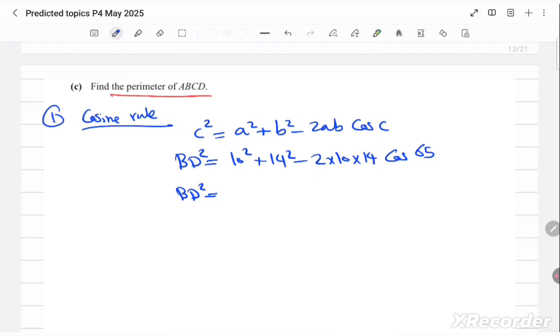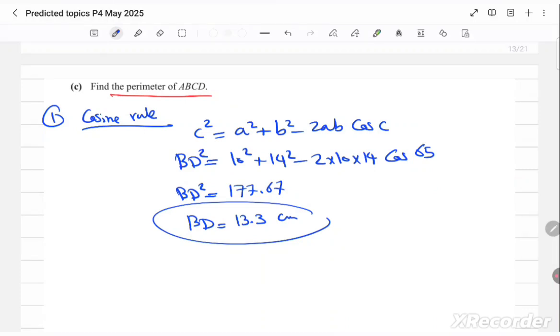So the answer of this one is 177.67. Okay, so usually in exams I see this mistake. The students write the answer as BD squared, but they forget that it's supposed to be BD. So take care that you need to find BD, so take the square root of the answer. So the answer is 13.3 centimeters. Okay, 3 significant figures.